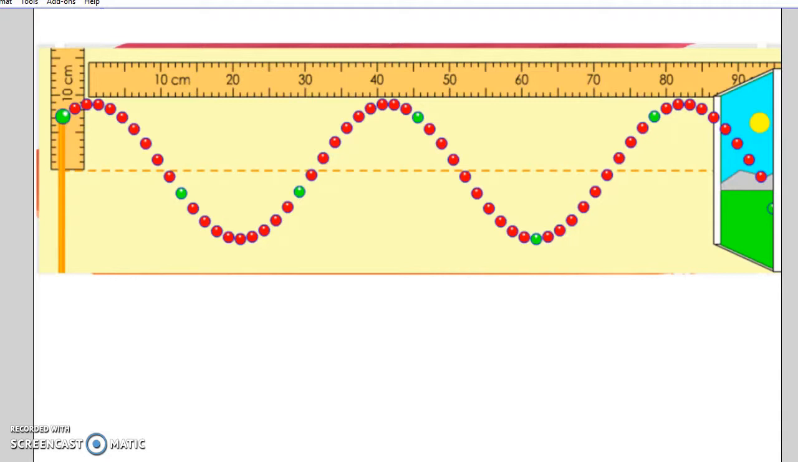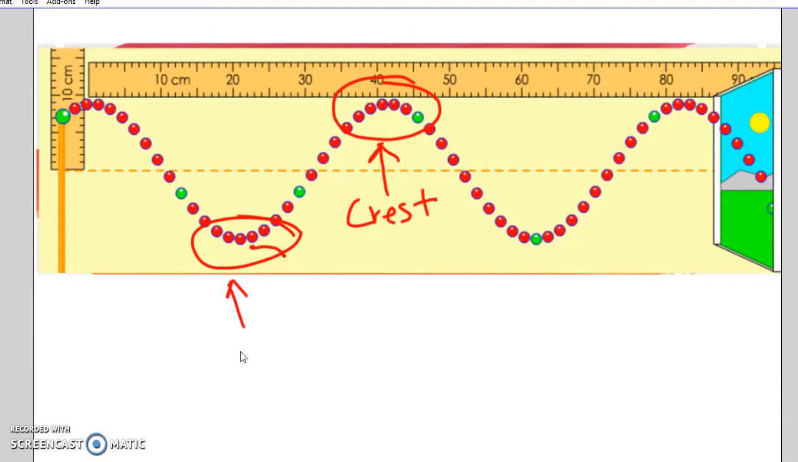So the first point on a wave that we're going to talk about is the peak. So here is a peak, and here is a peak. And we call the upper peaks the crest, and we call these lower peaks the trough of the wave. We use crests and troughs to measure the length of the wave, and we call that distance the wavelength.